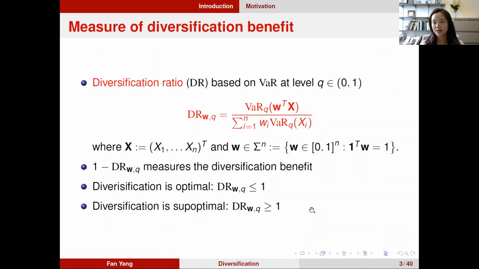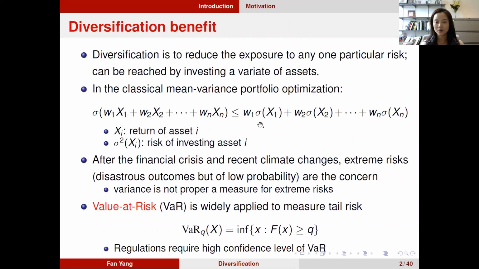So if we agree, we're going to use VaR to measure the risk. Then the diversification benefit can be measured through this ratio. In the numerator we have the VaR of the portfolio, which gives us the risk of investing in this portfolio, divided by the risk of investing in the individual asset. Compared to the previous inequality, we basically just have the ratio from the left-hand side divided by the right-hand side.